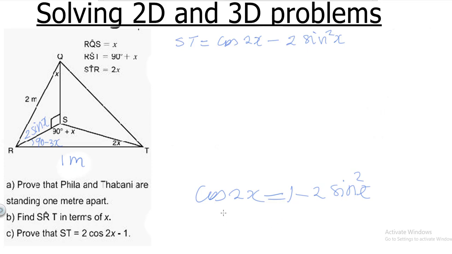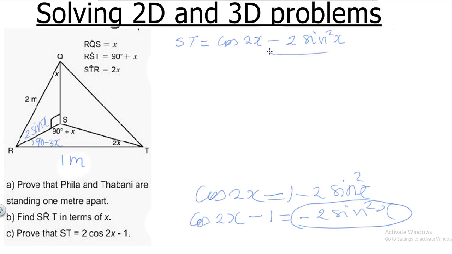So in the formula we use alpha, same thing. So what we do here, we have cos 2x. When I transpose 1 here, it will be minus 1 equal to minus 2 sine squared x. Now look at the minus 2 sine squared x, is this one, can you see? So we replace it by this.